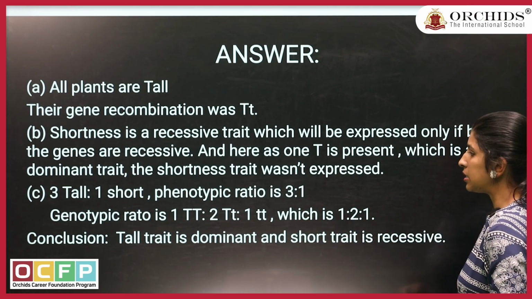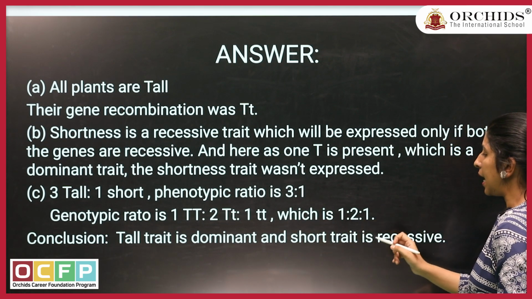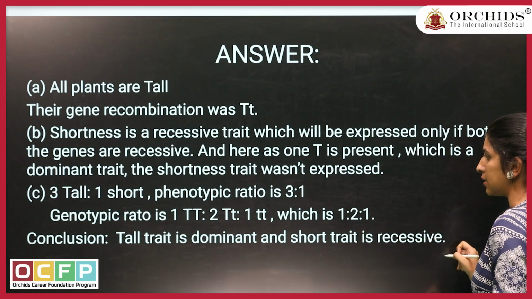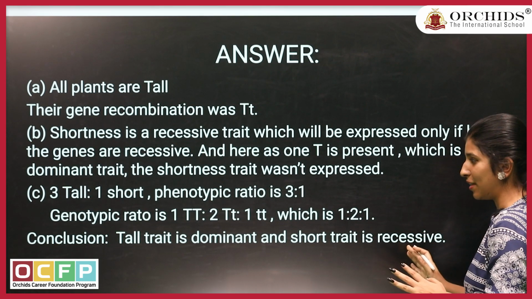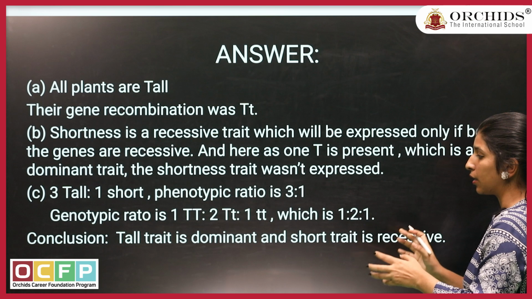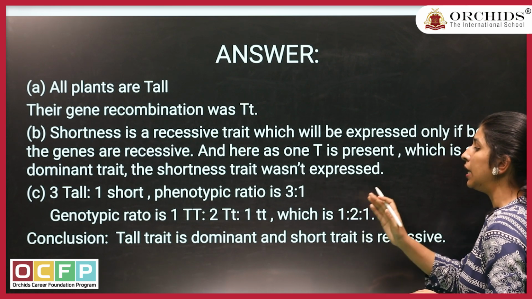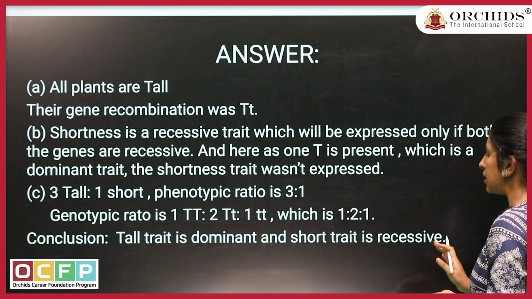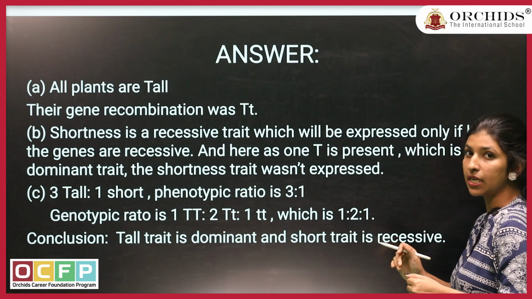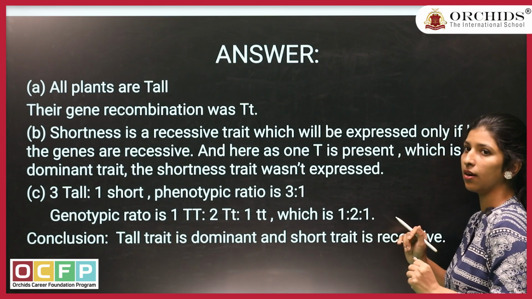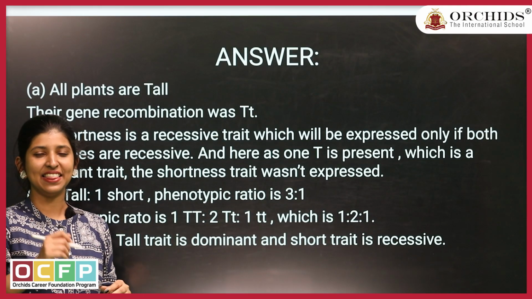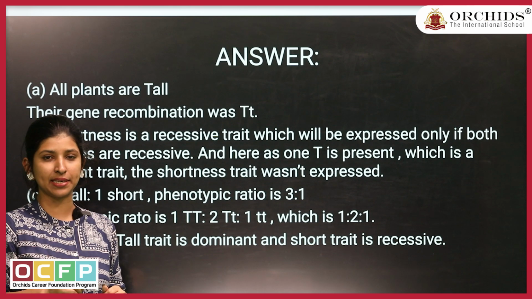The conclusion is tall trait is dominant and short trait is recessive. This is very important, that we come to this conclusion. Tall is the dominant trait and short is the recessive trait, and this is a monohybrid cross conclusion. Thus, we have come to the end of the 3-mark questions section.